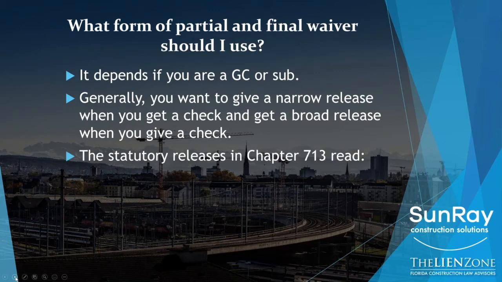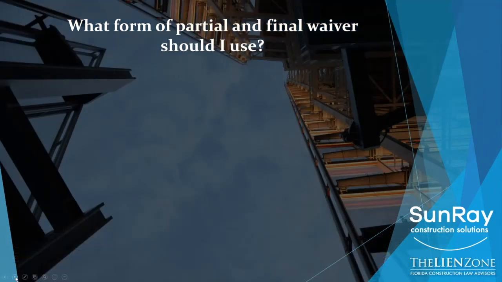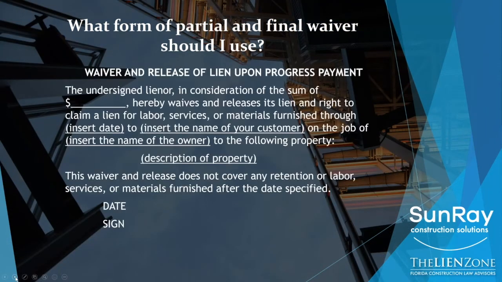So let's take a look at some forms of releases so you understand how they work. So the easiest one to start with are the ones that are found in Chapter 713, which is the Lien Statute. So this is right out of the statute. This is a standard form release. This is what I would consider the most common release form on most construction projects. So let's break down how it works.